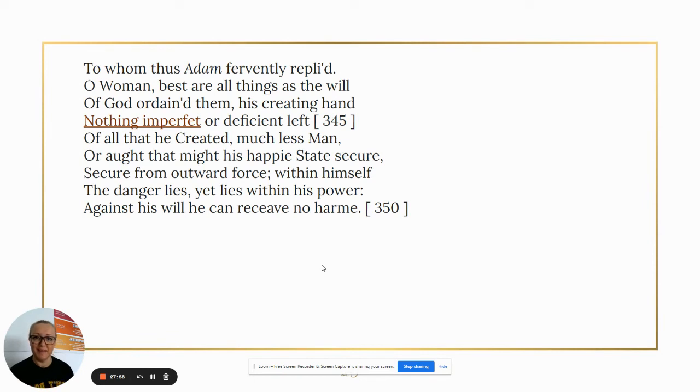Adam's getting a little bit annoyed now. He's fervently replying, "Oh, woman." And again, just a lovely little quotation there to show how much she's changed. She's no longer his virgin majesty, his offspring of heaven and earth. It's "Oh, woman."